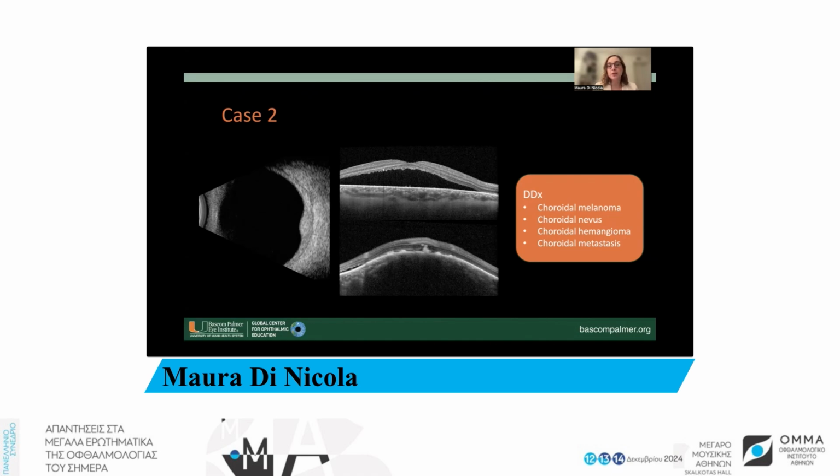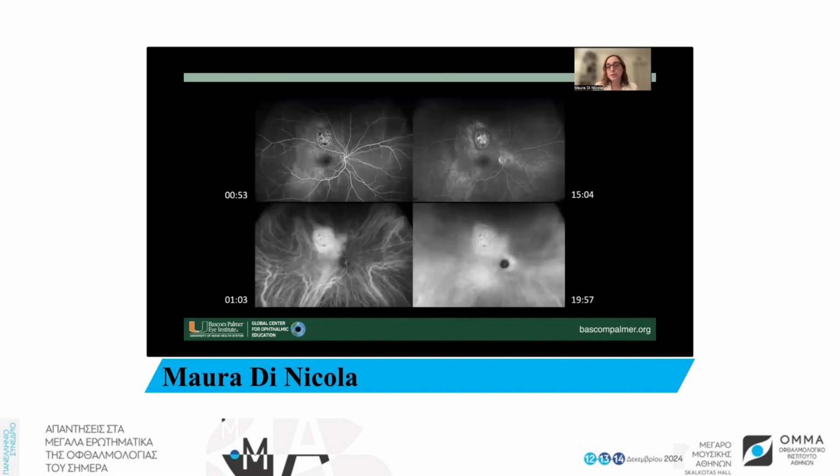But as I mentioned, really the first clue here is the B scan, the high reflectivity on B scan. And if we want to confirm what this lesion is, we should obtain a fluorescein angiography and an indocyanine green angiography. So you can see here that on ICG, this lesion appears hyperfluorescent in the early phases with a late washout. This is very typical of choroidal hemangioma. So this lesion was in fact a choroidal hemangioma.